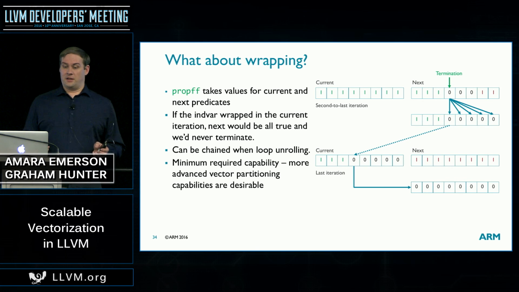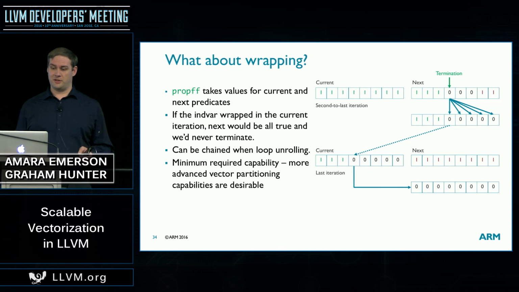So this instruction is the simplest form of partitioning instruction we could come up with. We would prefer a more advanced version, and we will send out documentation later describing what that might look like. So with these, we can now control the loop via predication.